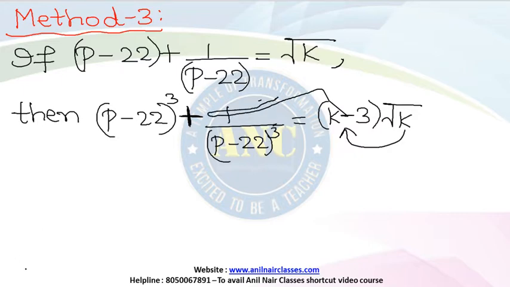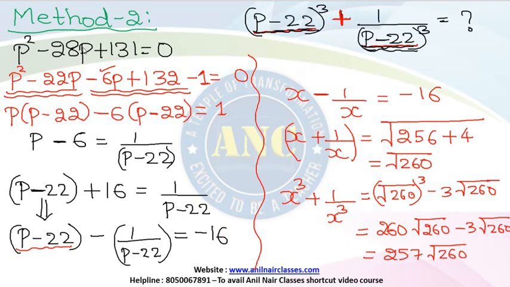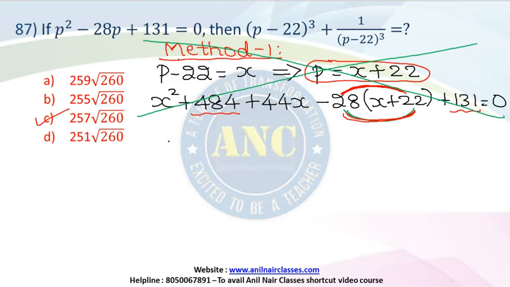That means in general terms, if x plus 1 by x is equal to root k, then x cube plus 1 by x cube will be of the form root k into k minus 3. If you know this corollary or the notation, it is very simple. Root of 260, the multiplying factor should be 3 less than 260.